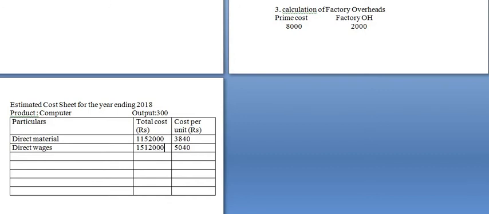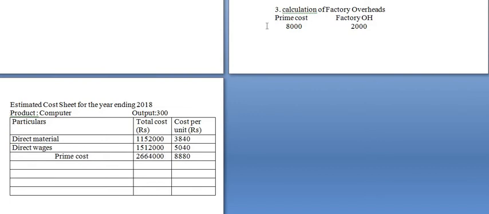15 lakh 12,000. Okay. Now the total of this will be called prime cost. Understanding? Yes. Now make the total of cost per unit, that is 8,880, and the total cost is 26 lakhs 64,000. Okay. Yes. Now here the prime cost for the year 2018 is 8,880. Okay. Now go to the third working note.